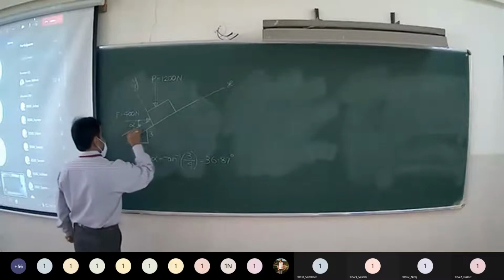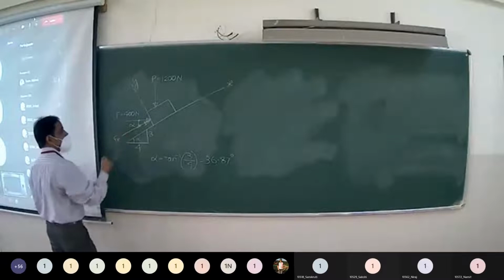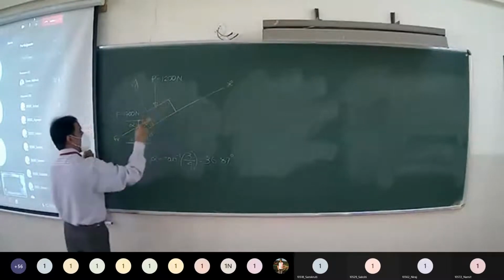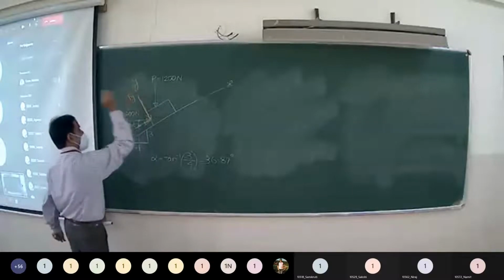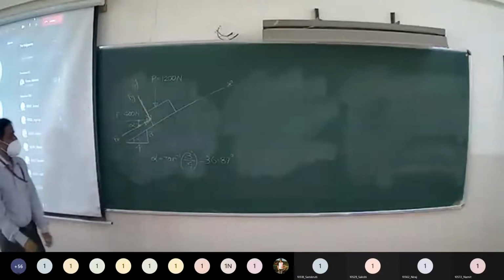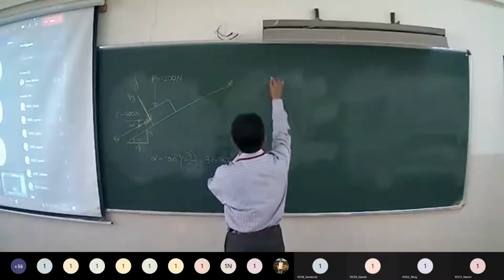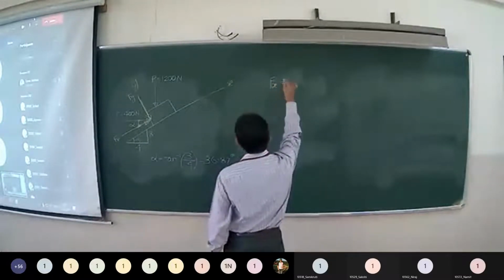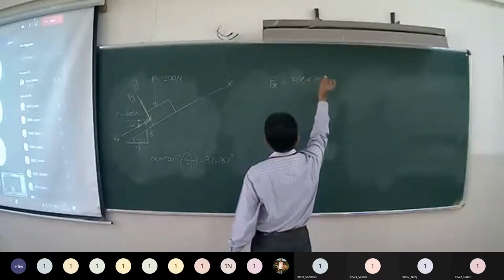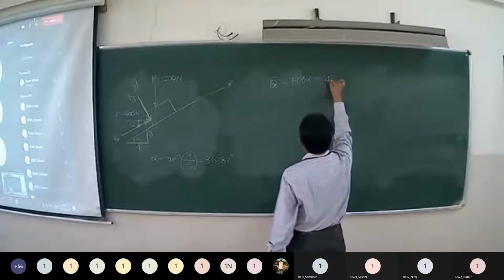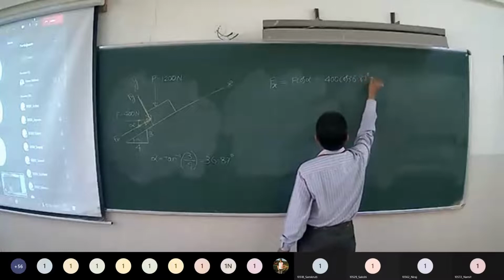Then we can have x component Fx, which is along the plane but acting upwards, and Fy, which is acting perpendicularly downwards. So the component adjacent to the angle, Fx, is equal to F cos alpha, that is 400 cos 36.87.